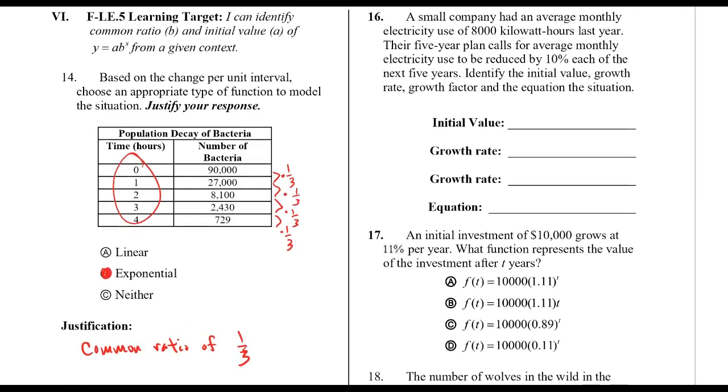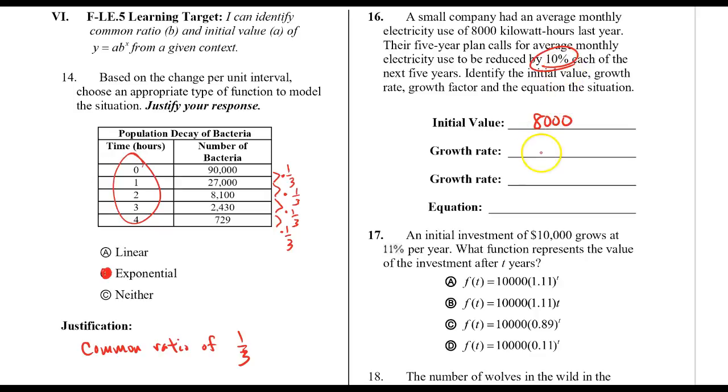All right, 16. A small company has an average monthly electricity bill of 8,000 kilowatt hours per year. Their 5-year plan calls for average monthly electricity to be reduced by 10% each of the 5 years. Identify the initial value, growth rate, growth factor, and equation. So the initial value, we started at 8,000 kilowatt hours.